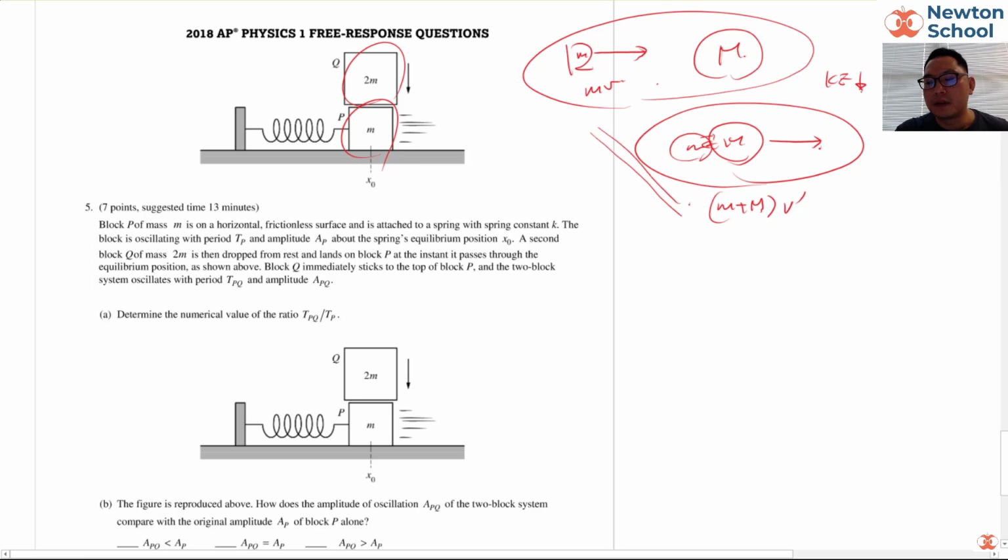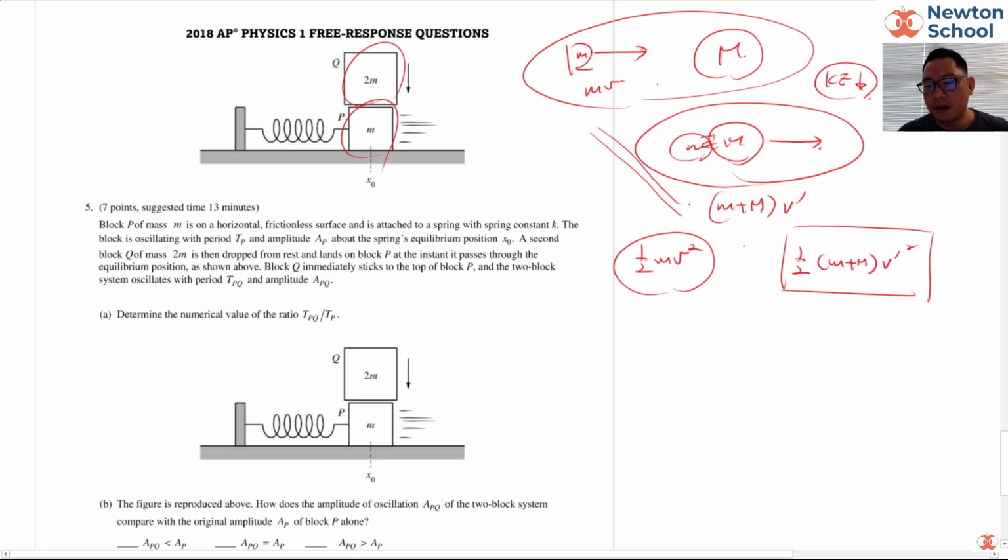be decreased. Okay, compare. Basically, 1/2 mv squared is the initial kinetic energy, and the final kinetic energy is 1/2 (m plus M) v prime squared. The initial will be bigger because you lose kinetic energy, and actually you lose the maximum kinetic energy when it's completely inelastic, when the two masses stick together.